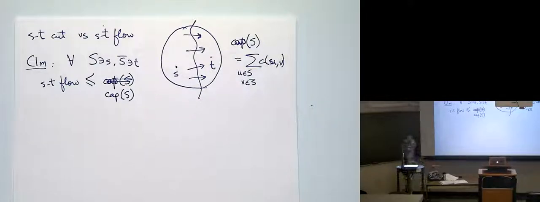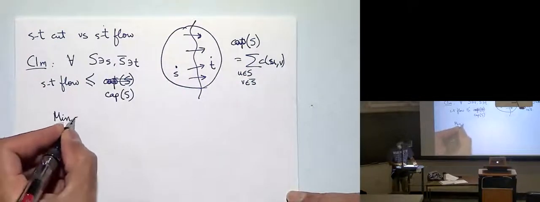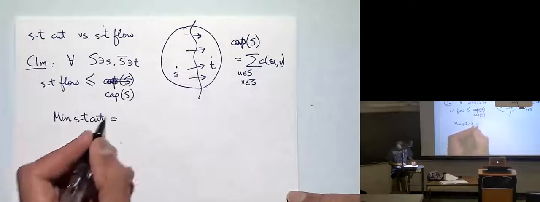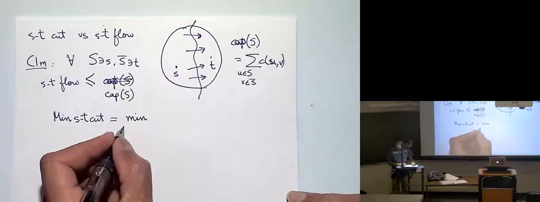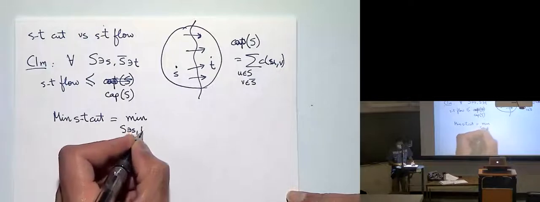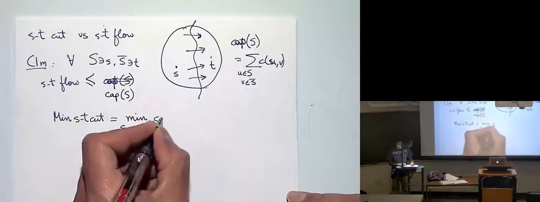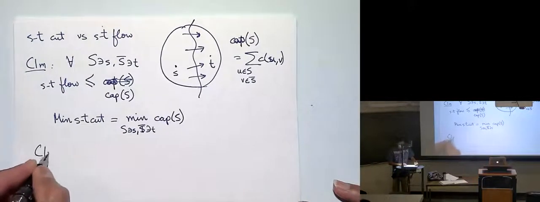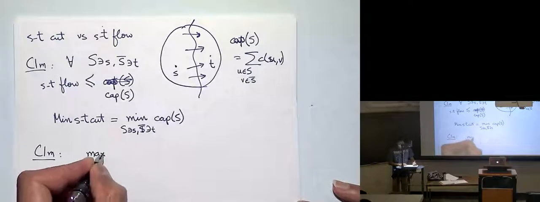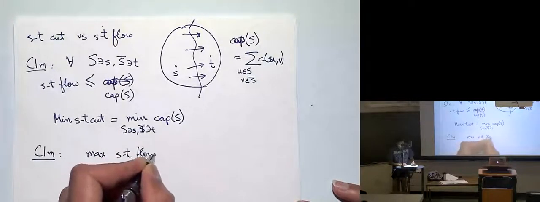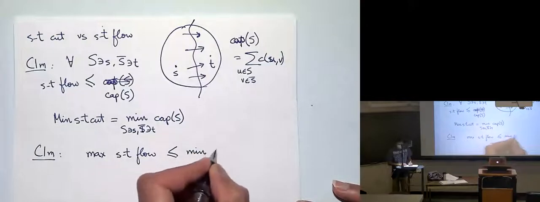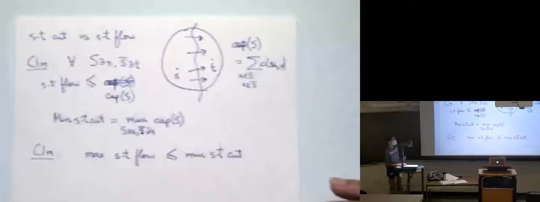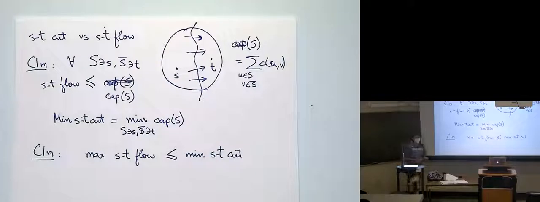Note that this holds for all S. The min ST cut is just the minimum over all S containing S, with S complement containing T, of the capacity of S. That's what the min cut is. So clearly you have this claim that the max ST flow is at most the min ST cut. You cannot send more flow than the min cut.